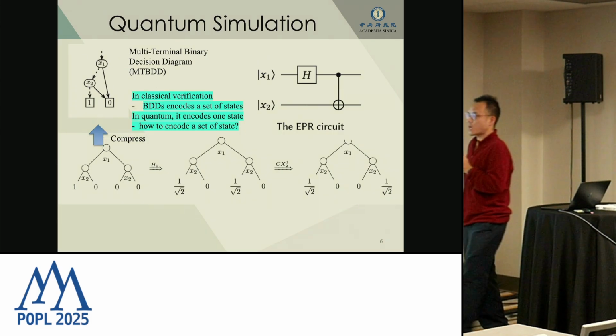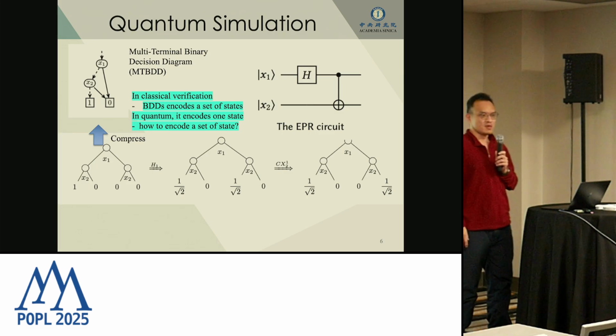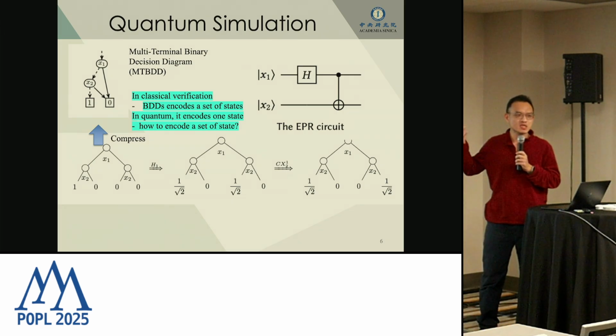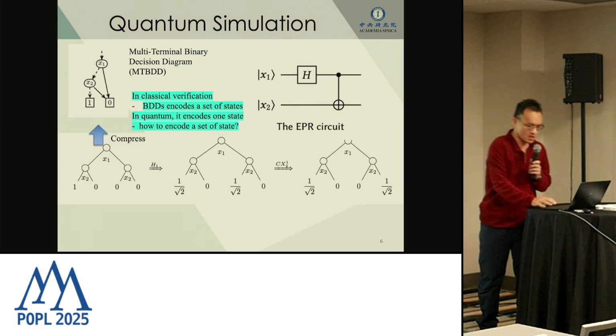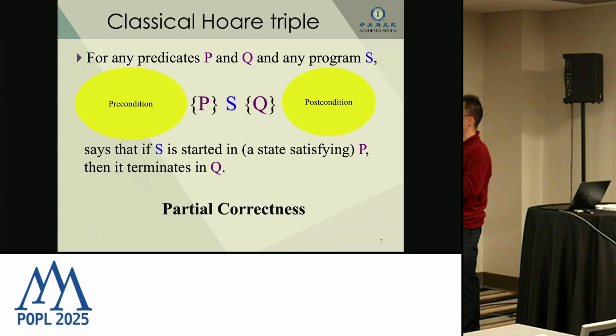So in classical verification, we also use BDD to encode the state, but we use BDD to encode the set of states. But now in quantum, a DD is only one state. How to do the set of states? Because we need a set of states to do the verification. So this is the basic setting of partial correctness verification.